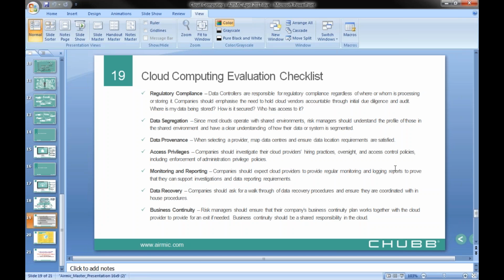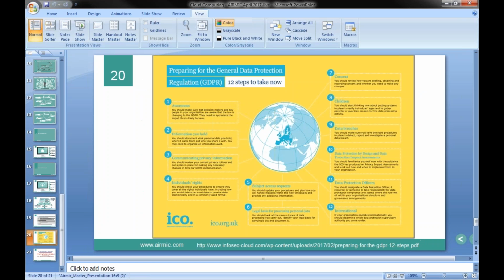And then business continuity. Risk managers should ensure that their company's business continuity plan works together, hand in hand with the IT providers. If you're not buying good resiliency in the cloud, both geographic redundancy as well as real time, you're not getting as much value out of the cloud as you should.